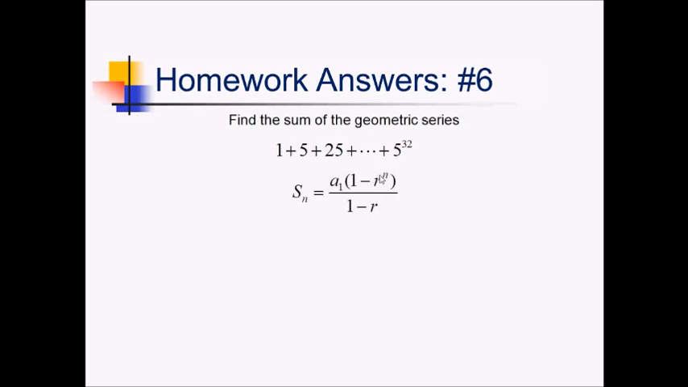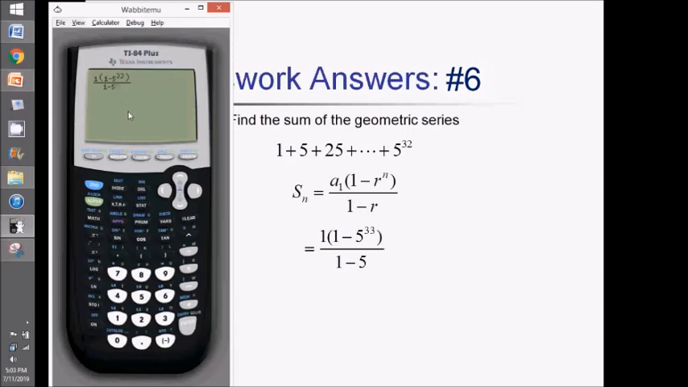And then for n, how many terms do we have here? The last one is 5 to the 32nd power. But the first one here, this 1, you could really think of this as being like 5 to the 0. So there are 33 numbers, including 0 and 32, to go from 0 to 32. So this is going to then be 1 times 1 minus 5 to the 33 all over 1 minus 5. And now for the calculator, where plugging all that in is going to give us 2.910 times 10 to the 22nd.